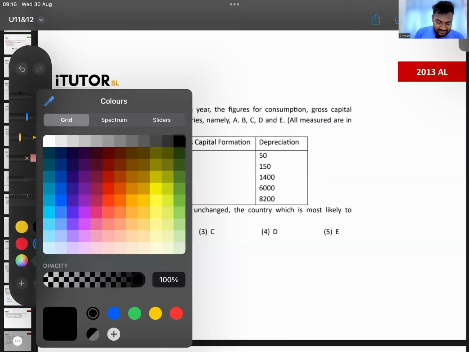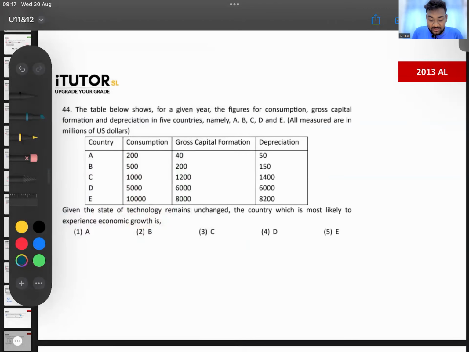This is a good question, guys. 44 says, the table below shows, for a given year, the figures for consumption, gross capital formation, and depreciation in 5 countries, namely A, B, C, D, E. Given the state of technology remains unchanged, which country is most likely to experience economic growth? Yes, how do we get the answer? There is consumption, there is gross capital formation, there is depreciation.